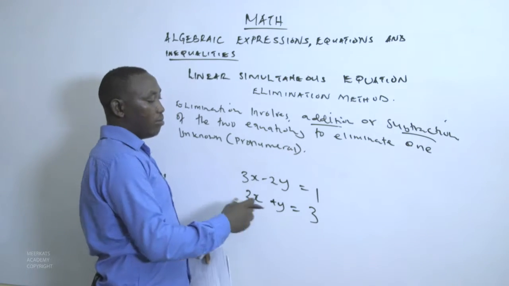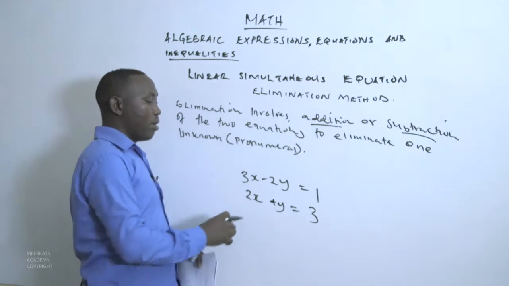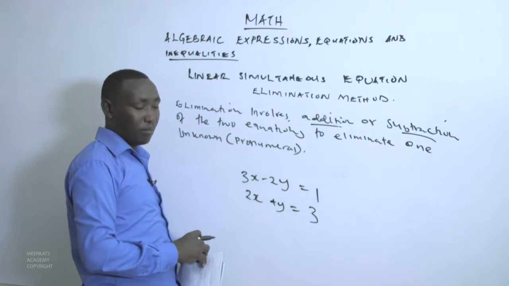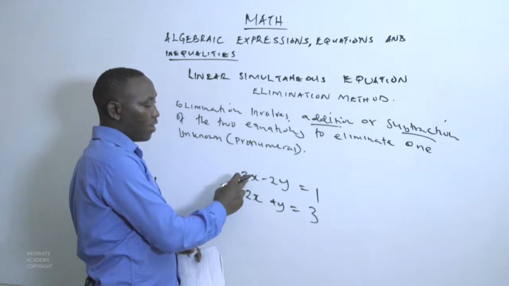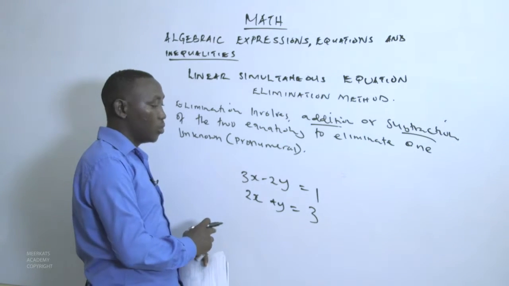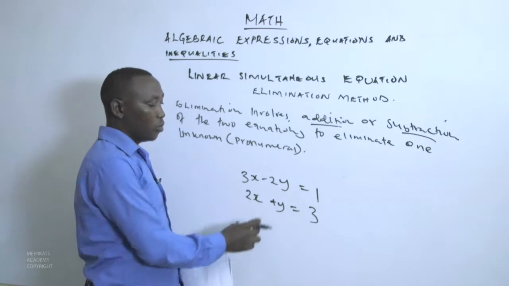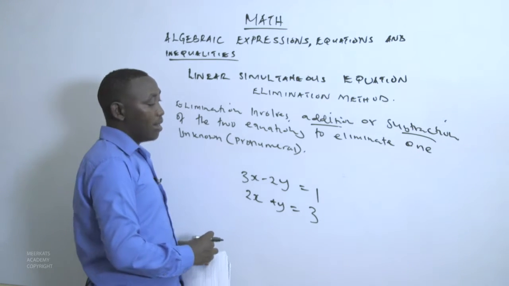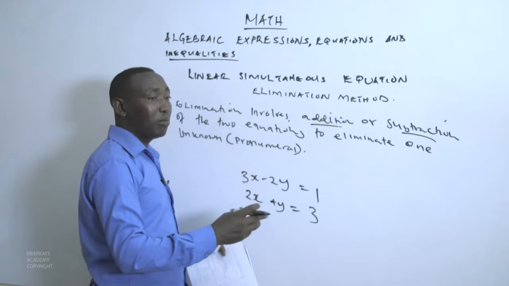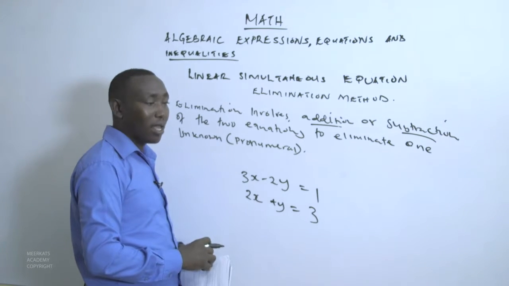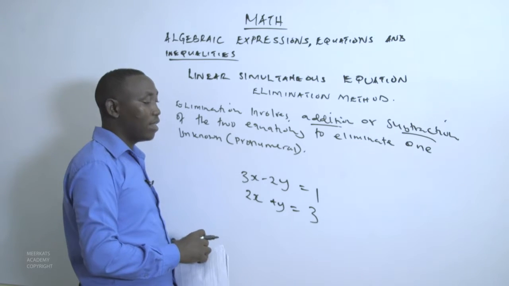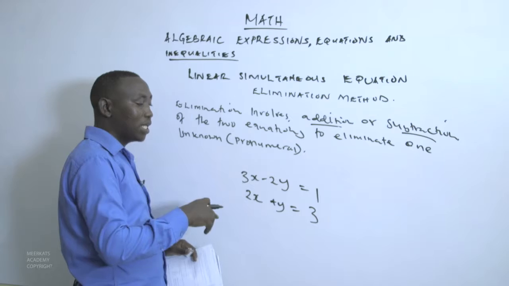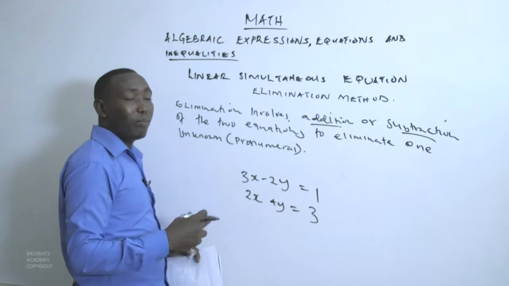Now if you look at this pair of simultaneous equations, the coefficients of x and y are not the same. Here the coefficient of x is 3, the coefficient of x is 2. The coefficient of y is -2, the coefficient of y is +1, and therefore you cannot go ahead and either subtract or add directly. There are some procedures that we must perform on this pair for us to have one part being eliminated.